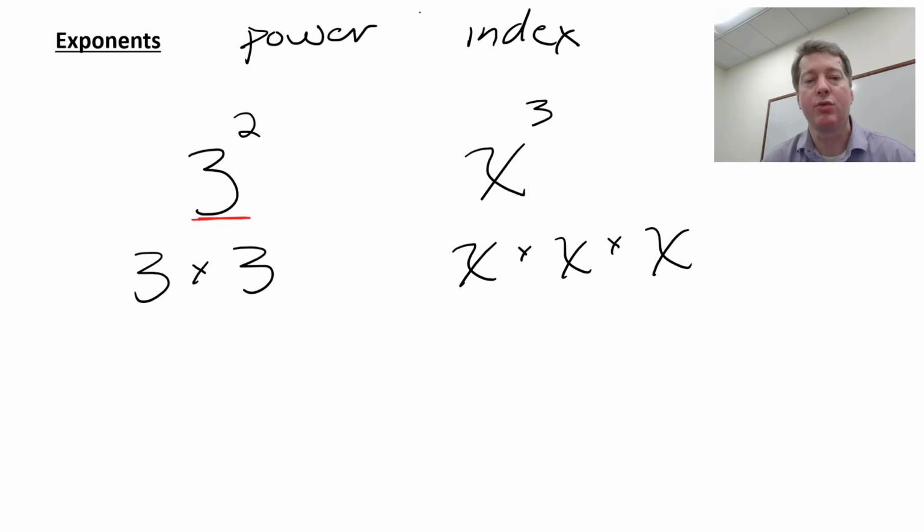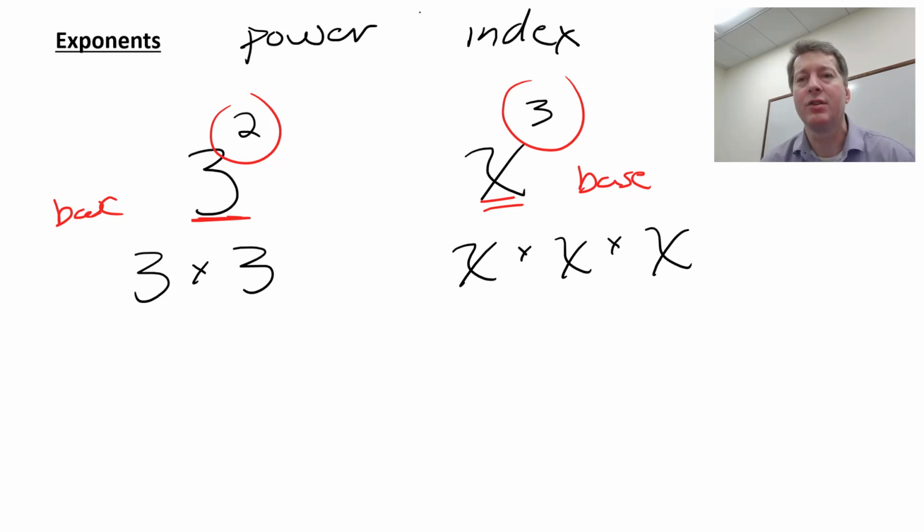And in this case, 3 is called the base. x is called the base. So the base is the number that you're raising to an exponent. And then, of course, 2 is an exponent, 3 is an exponent. So that's the gist of it. But let's dive a little more into this.